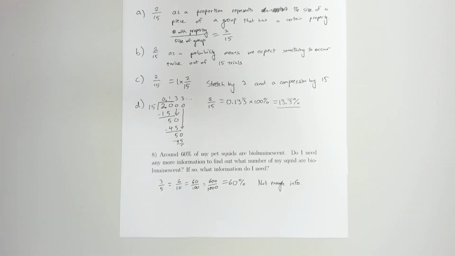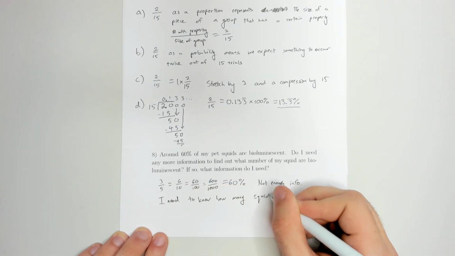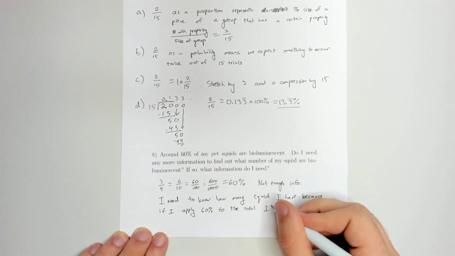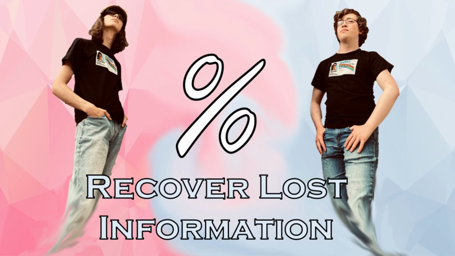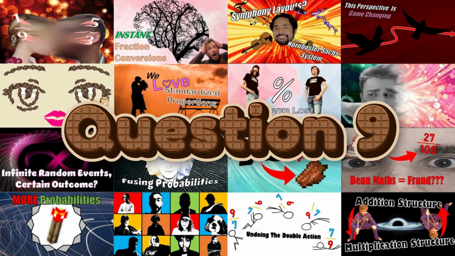What do I need to know how many bioluminescent squid I have? Well, I need to know how many squid I have. Because if I know how many squid I have, I can apply the 60% and actually figure out how many of them are bioluminescent. All right, and we discussed this idea of recovering information from a percentage in episode 39.5 of the series. Question 9.